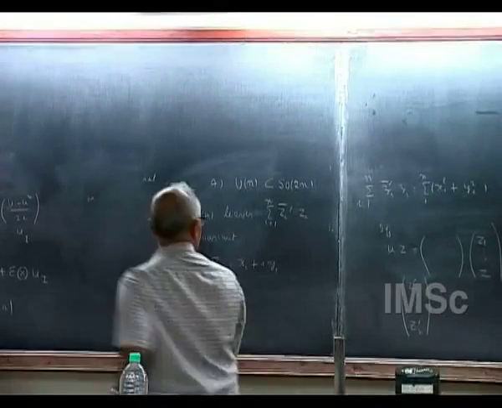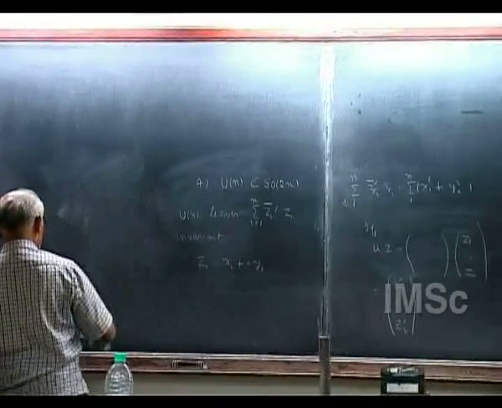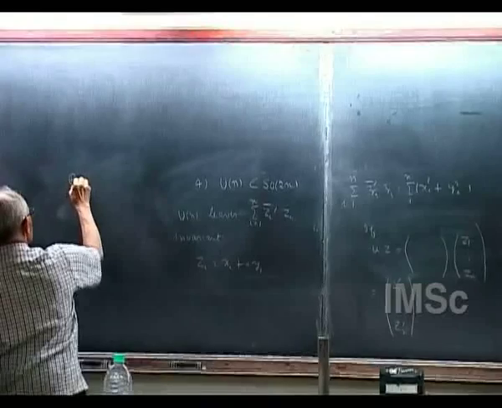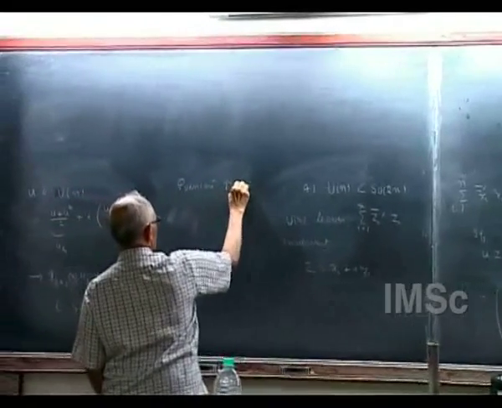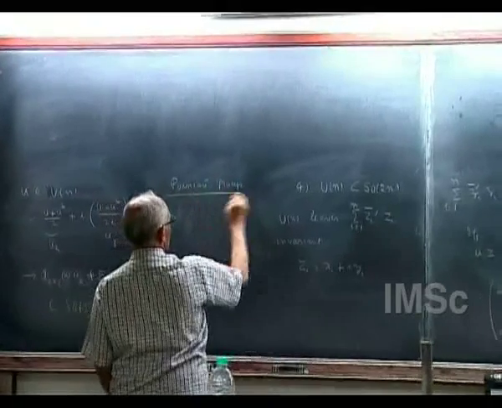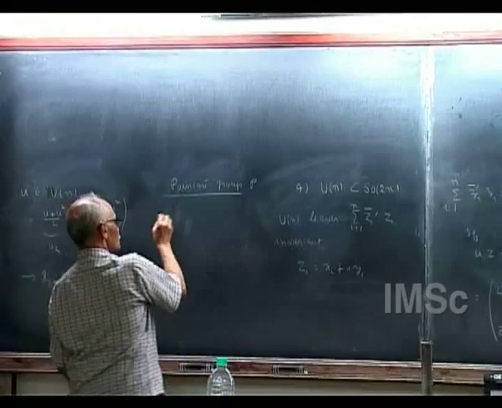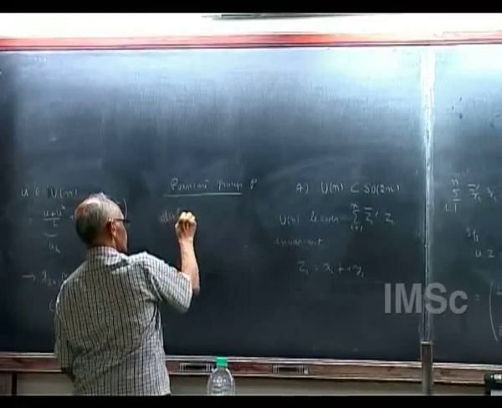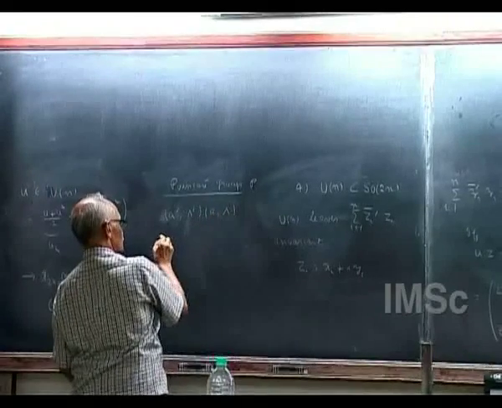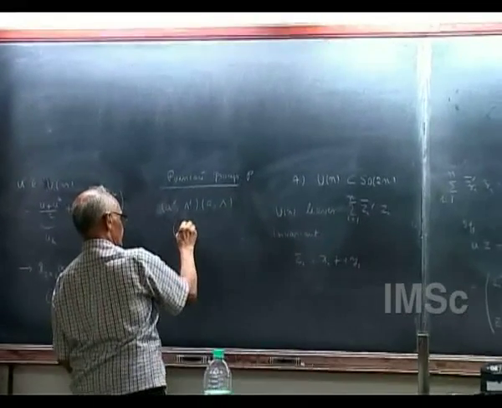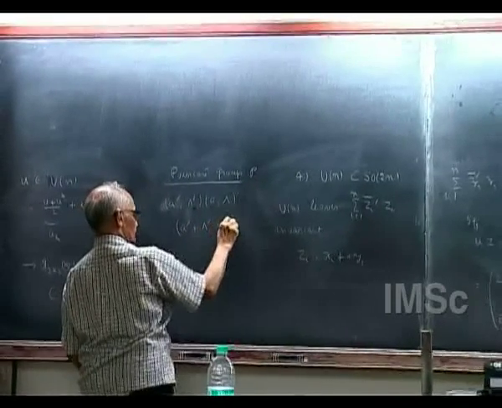Now I want to look at another example, the Poincare group P. I remind you what it is. It consists of a translation and a Lorentz transformation with a product which is (A' plus lambda' A, lambda' lambda).